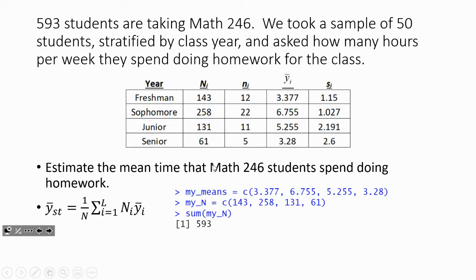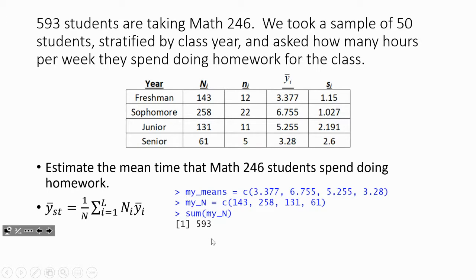And here I've called these my means and my n. There's nothing particularly special about those variable names. I just like to keep my variable names informative about what's in them and not duplicate the names of any functions. So I'm not using just the word mean, because that's also the name of a function in R, and it can be confusing to have a variable with the same name as a function. And then we can take the sum of my n and verify that, yes, that is 593.